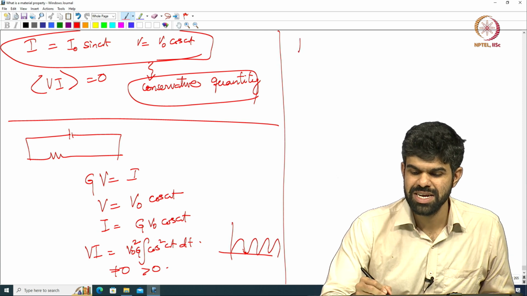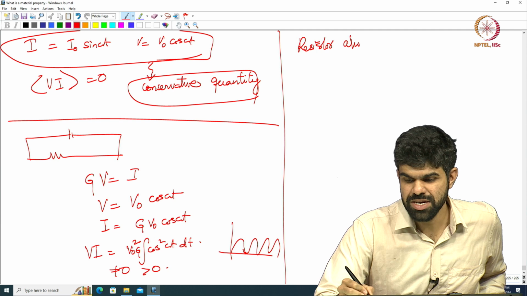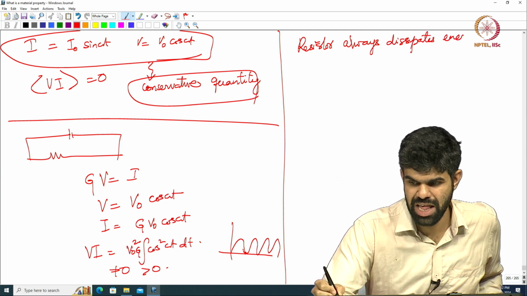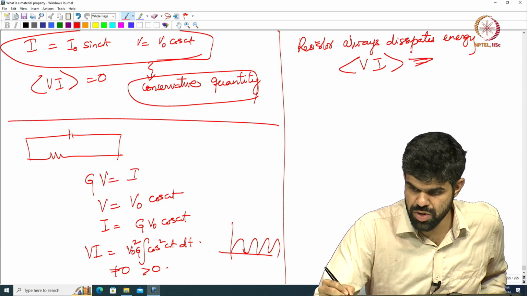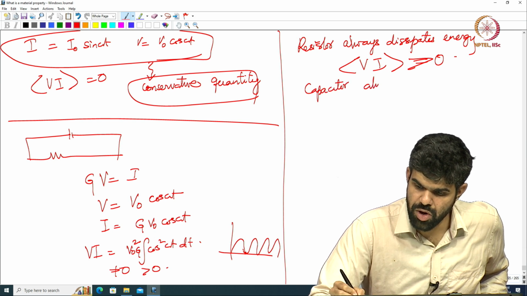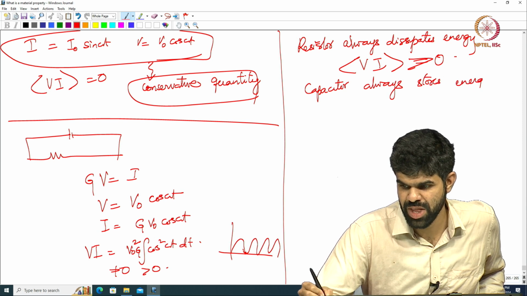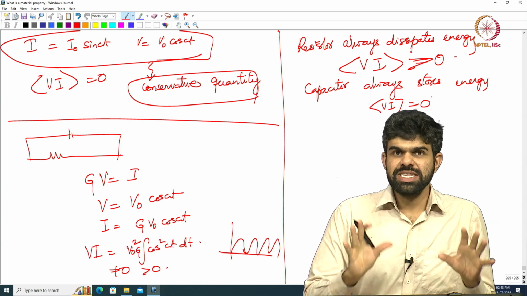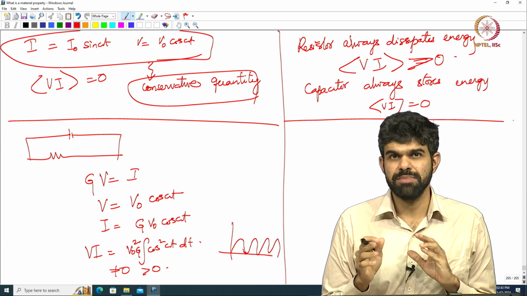So, a resistor, even in the dynamic case, always dissipates energy, or my average VI is not equal to 0, it is always greater than 0, whereas a capacitor always conserves energy, stores energy, so my average VI will be equal to 0. So, this is how I distinguish a capacitor from a resistor. Alright, so let us keep that at the back of our mind.